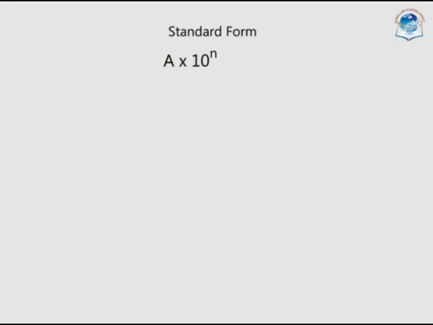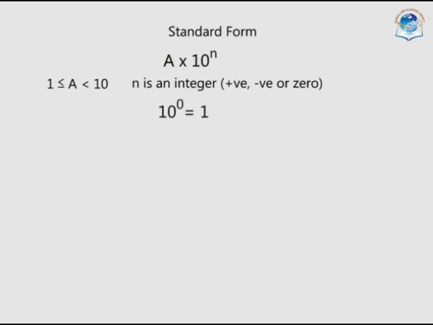Next, standard form. Standard forms are numbers written in the form a times 10 raised to power n, where a falls between 1 and 10, but 10 excluded, and n is an integer, meaning it can be negative, positive, or even 0. When a number is raised to power 0, it's equal to 1. So 10 raised to 0 is equal to 1.